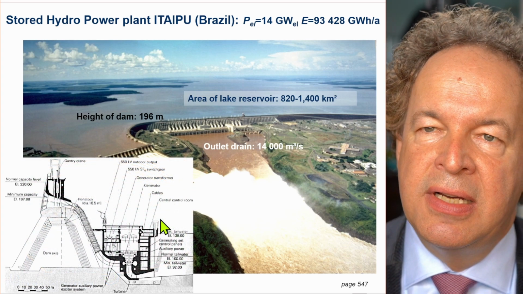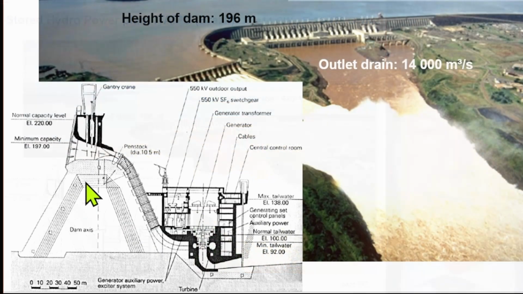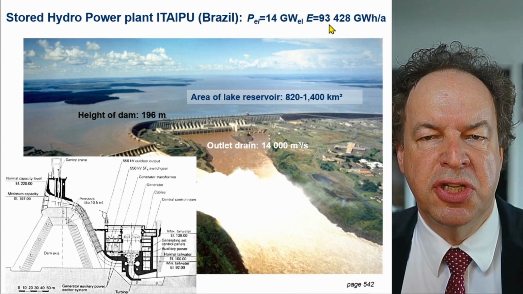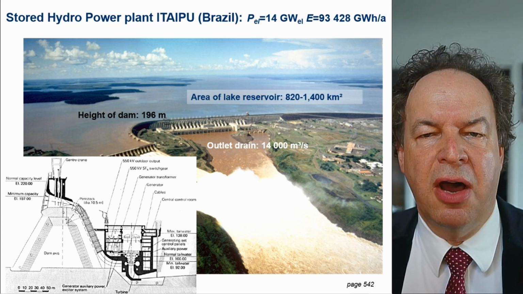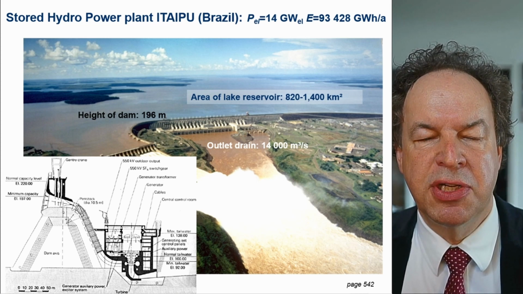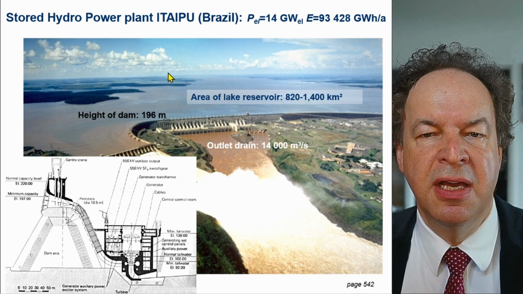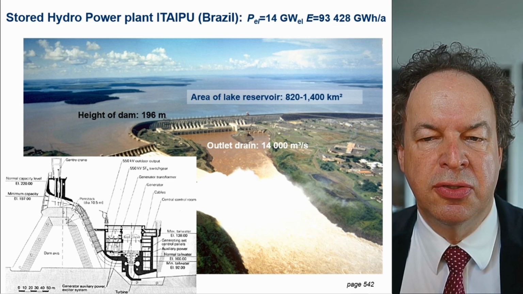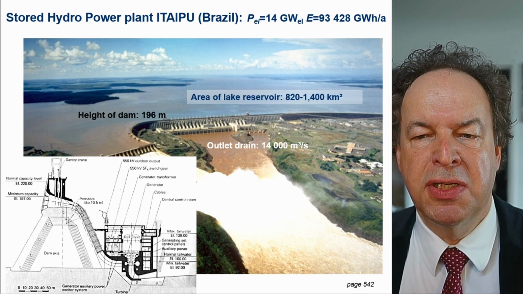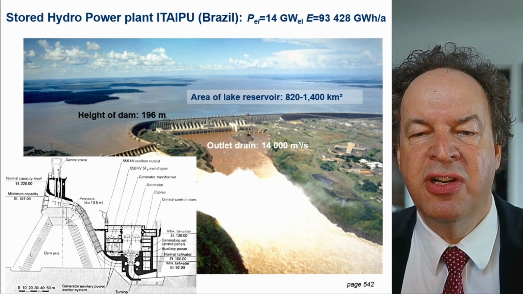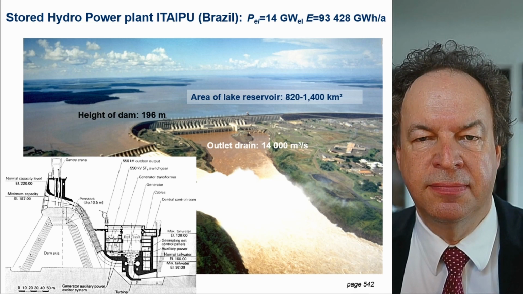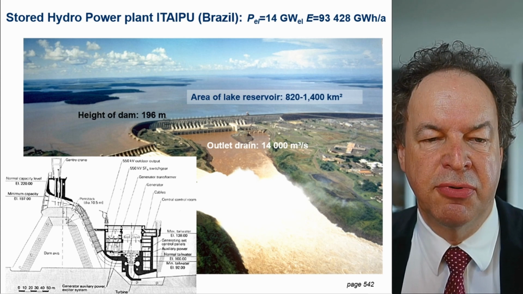Here you see the layout. Here you see a crosscut of that dam with the included turbines and generators. This generates an electrical energy of 93,428 gigawatt hours per year, or 93 terawatt hours. To put this in relation, the German electricity consumption is about 1.5 terawatt hours per day. With the years, about 600.